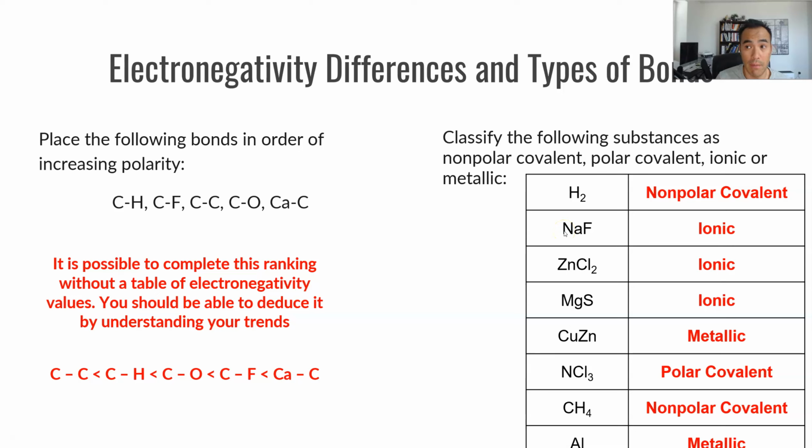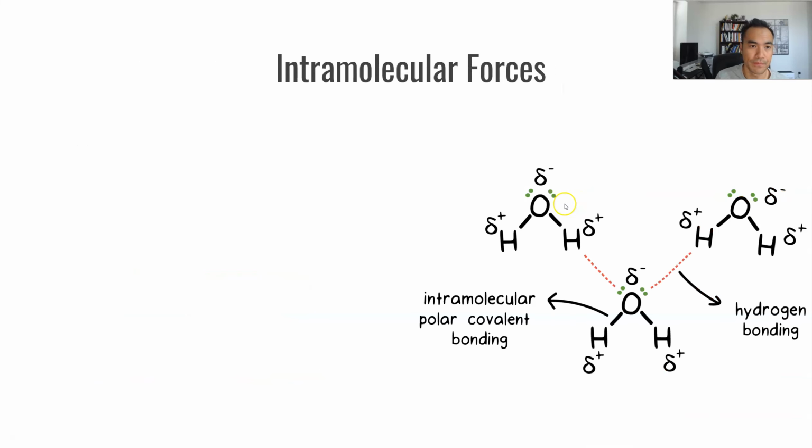So ionic generally is going to have a metal and a non-metal. Metallics are going to have pure metals like copper and zinc. And these are going to generally be classified as either ionic or metallic, and your non-polars are the ones with the same element. Let's talk about intramolecular forces.